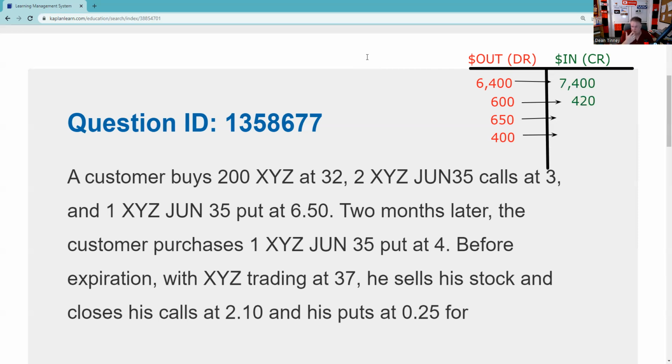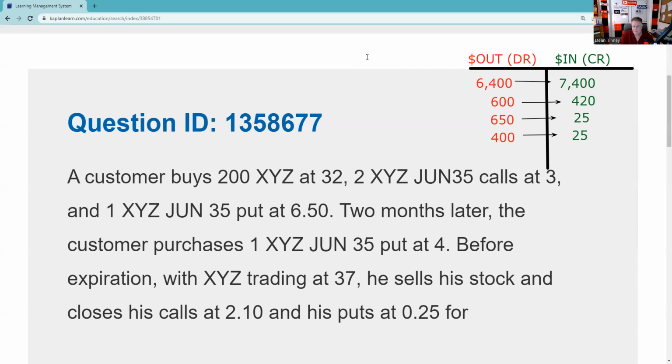All right. So I did an opening purchase and now I'm doing a closing sale. I close out my puts for a quarter. That's going to be $25, 25 cents times 1 contract covering 100 shares. So that's going to be 25 and 25.